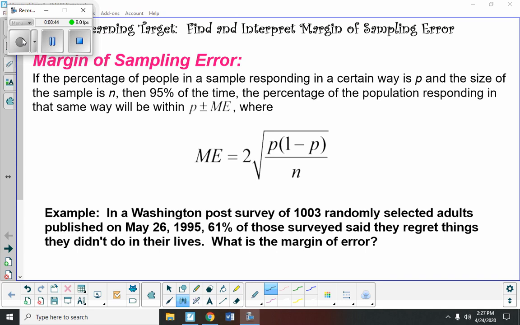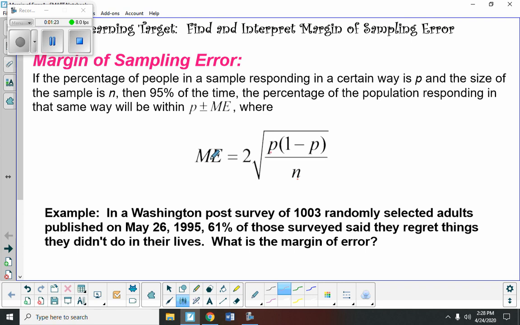The margin of sampling error is this: if the percentage of people in a sample responding in a certain way is P, so P is the response, the percent right here, and the size of the sample is N, the number of people responding, then 95% of the time, the percentage of the population responding in that same way would be within P plus or minus the margin of error. So it would be within a range. This is what gives us how far off we are from the results that we come up with.